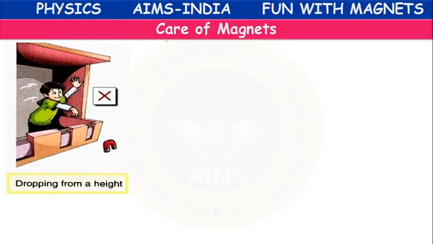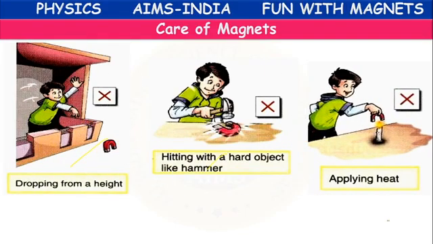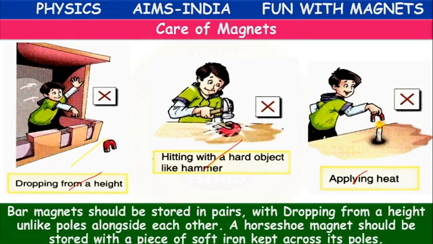Here, dropping from a height. Here, hitting with a hammer. Here, applying heat. In these cases, the magnet will lose its property. Which property? Attraction property, repulsion property, directional property. After losing the property, it won't behave like a magnet.